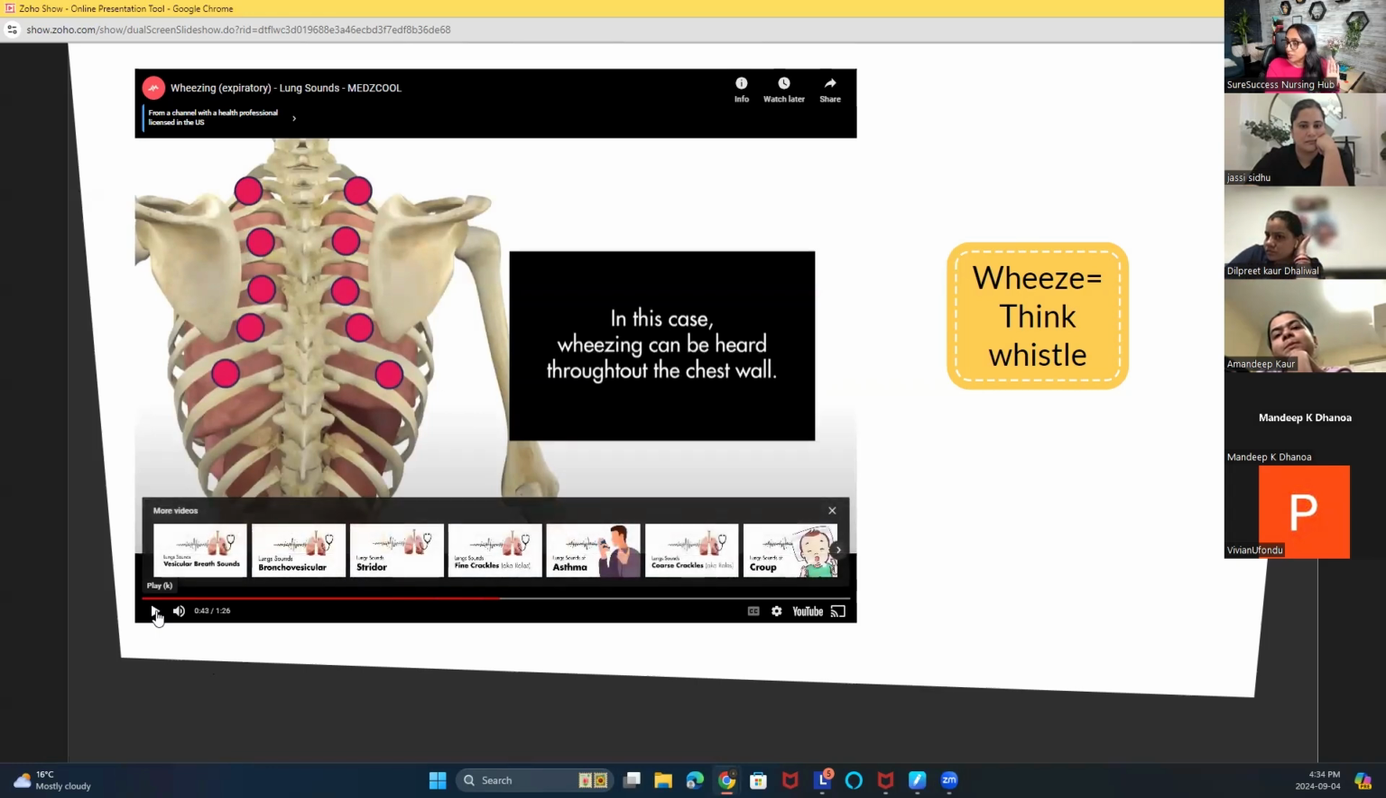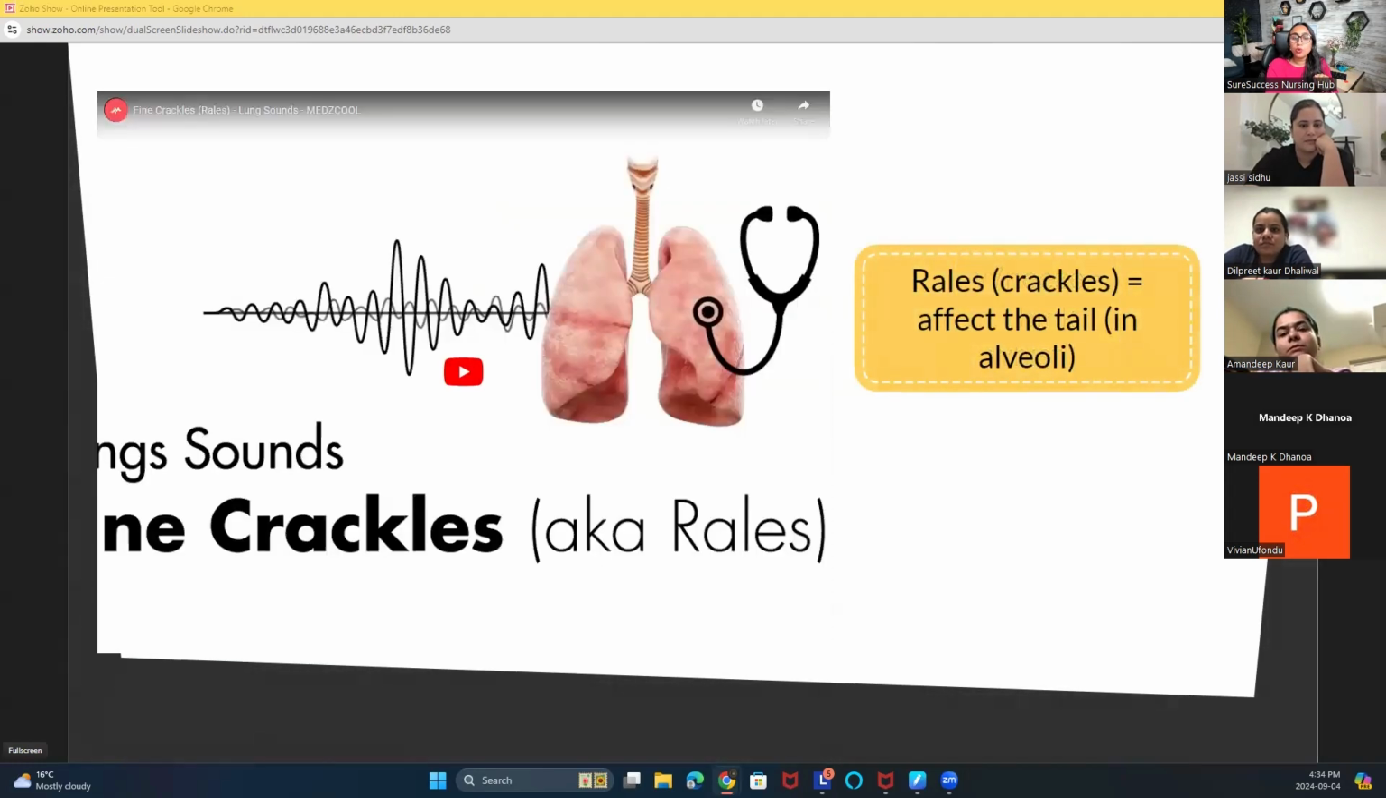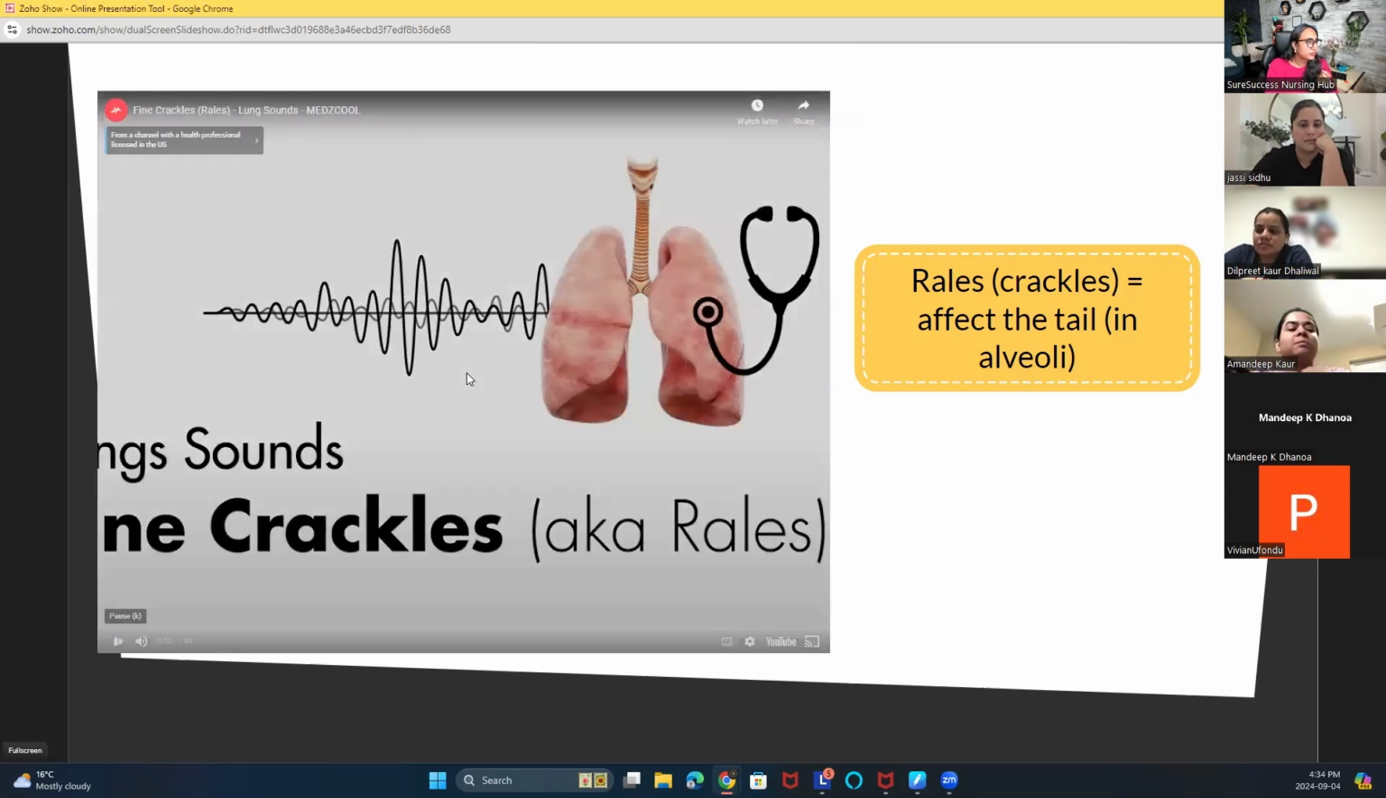Is there any question? Wheezing, is it clear? Now let's move on to crackles. Once again, crackles or rales affect the tail, the alveoli. And what do you think it sounds like? Like a bubbly thing, right? Pay attention.